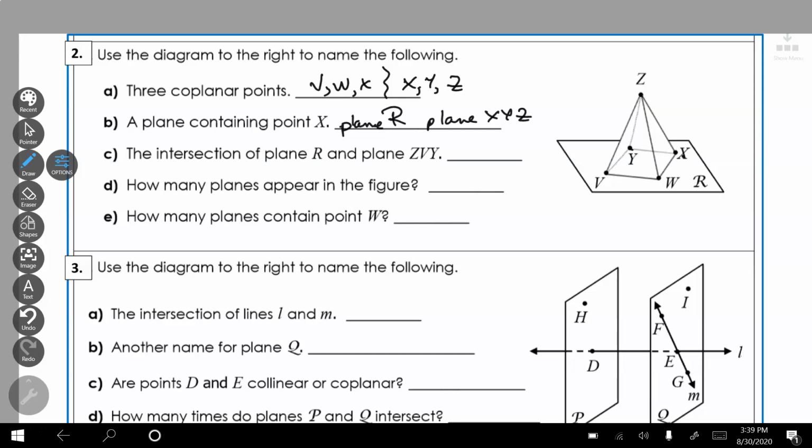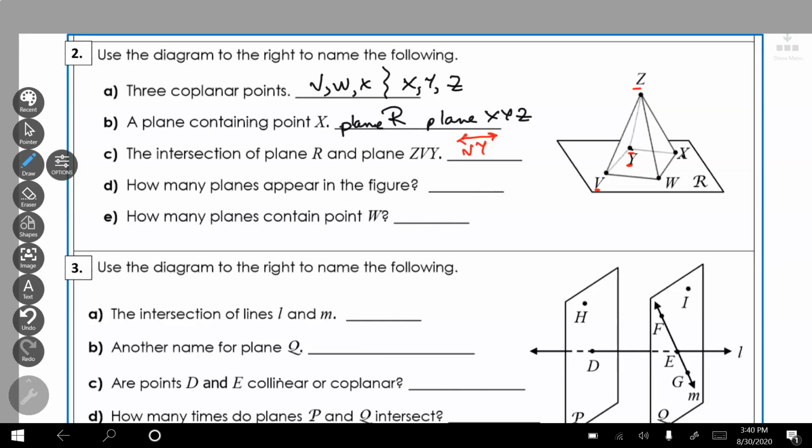So the intersection of plane R and Z, V, Y, well, plane R is this bottom one, and Z, V, Y is right here, and that would be line V, Y.